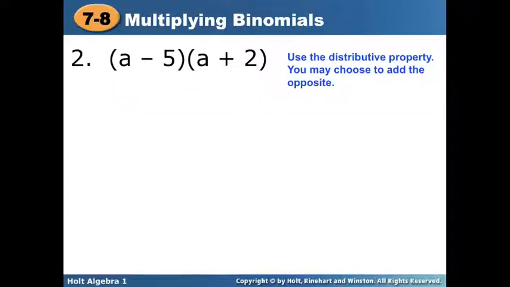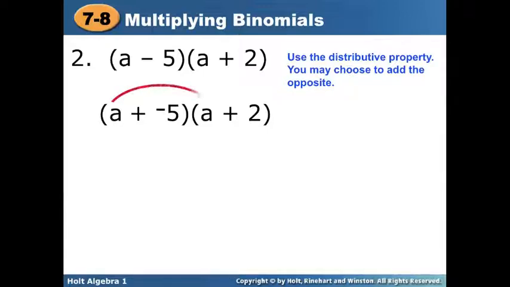Example number 2. We're first going to use the distributive property to multiply. You may choose to add the opposite when working with negatives. Here I have a plus a negative 5 times a plus 2. Using the distributive property, start with a times a. A times a equals a squared.